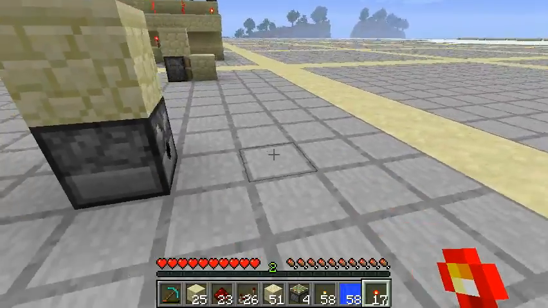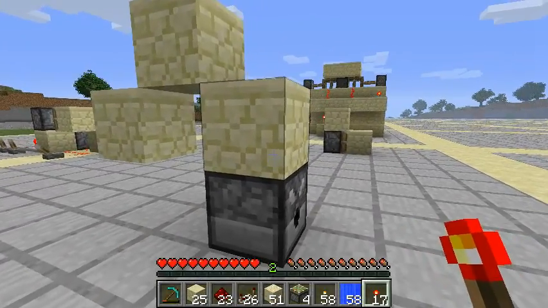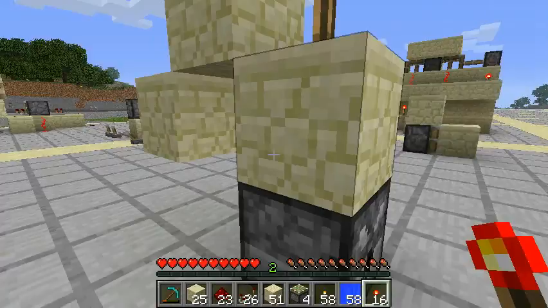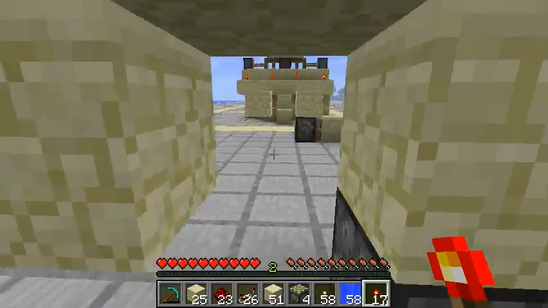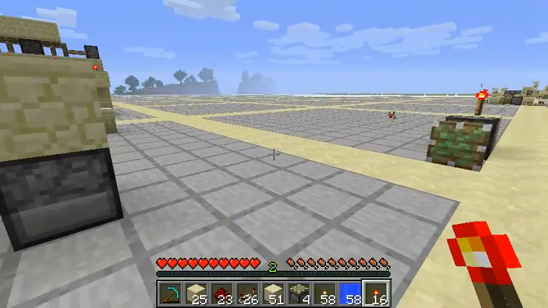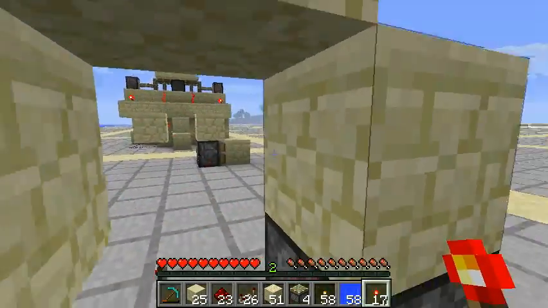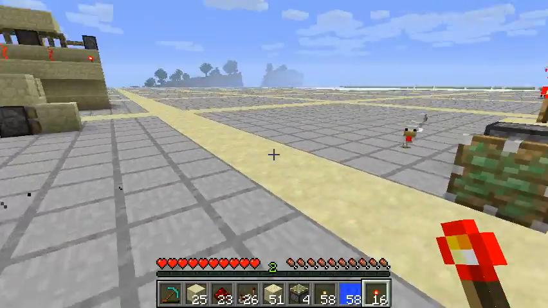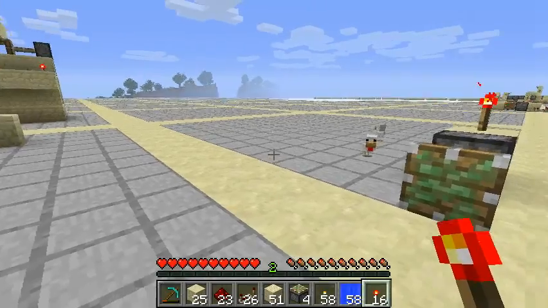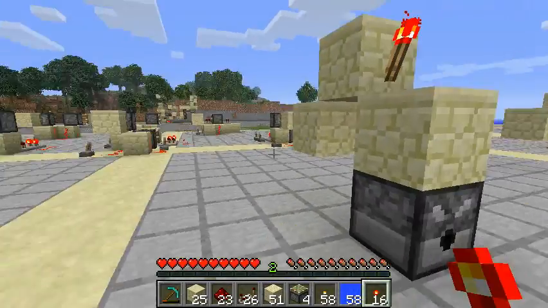Oh yeah, also I wanted to show that this doesn't work for dispensers. So if I put a torch there, the dispenser doesn't activate, and if I put a torch there, the dispenser doesn't activate. But if I use the normal thing of putting it there, it does activate. Alright, thank you for your time.